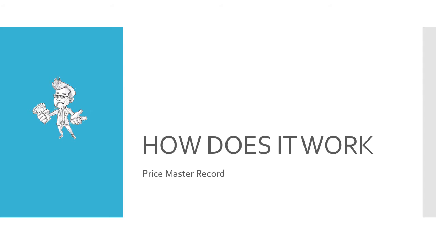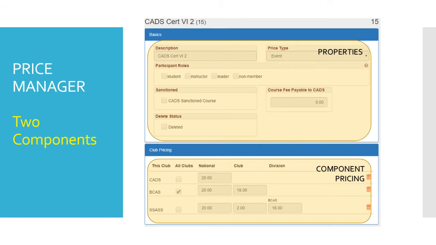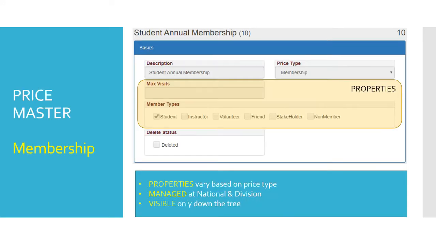So for those things that we sell, how do we actually manage the prices? It's based on price records. A price record has two components. It has a set of properties. These are screenshots. It has a set of properties, and then it has prices. And the properties vary based on what kind of record it is.